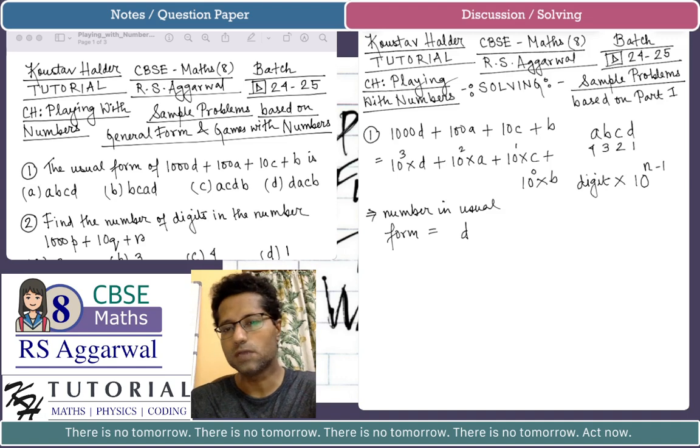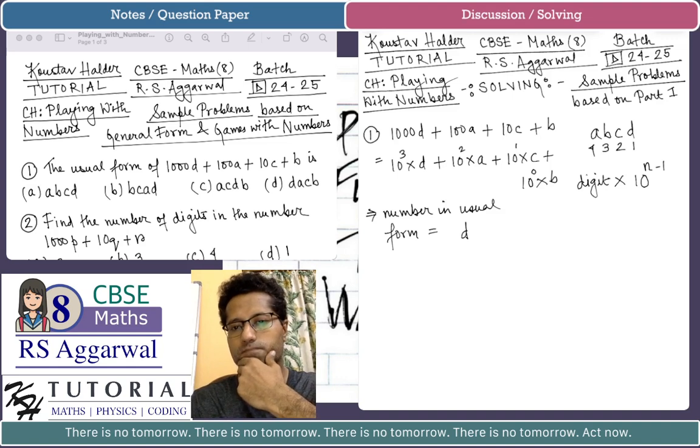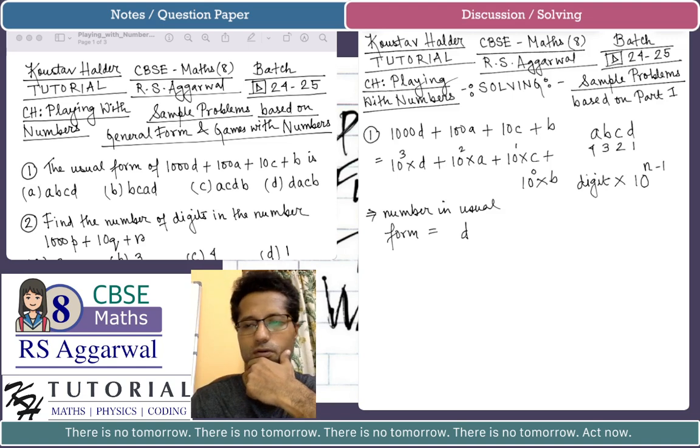Now as you can see, there are four unknowns. So definitely there must be at least four digits in this number. Now, just by seeing four unknown digits in the general form, that does not mean that the number will be a four-digit number. You have to see the highest power of 10. In this general form of the number, the highest power of 10 is 3. From that highest power, that is 3, you can identify how many digits the number will have, and that number of digits will be the highest power plus 1.